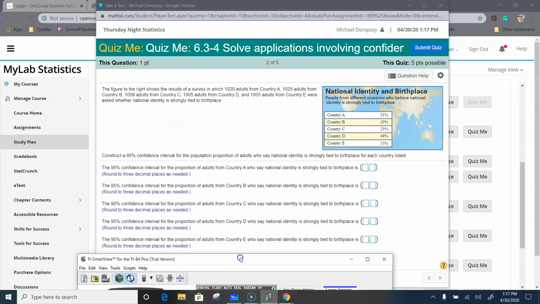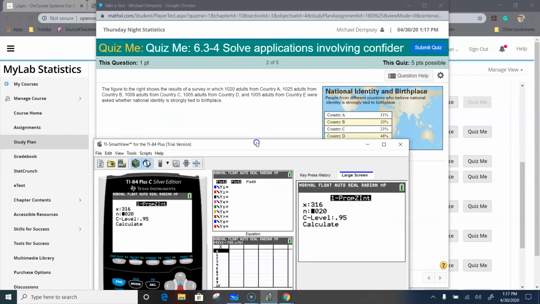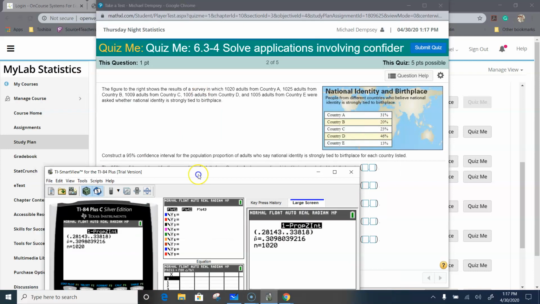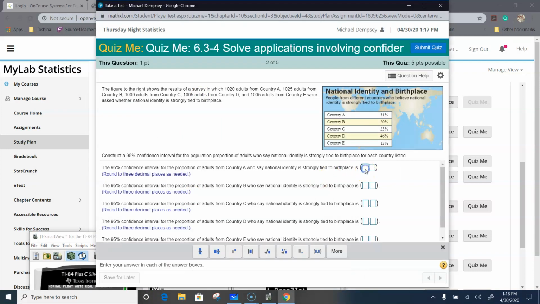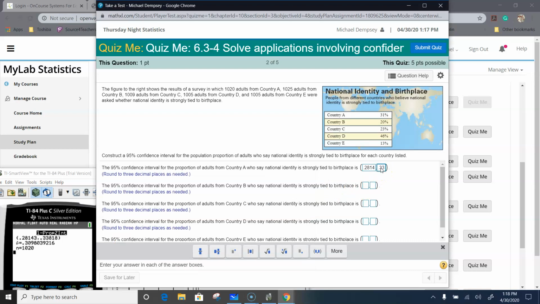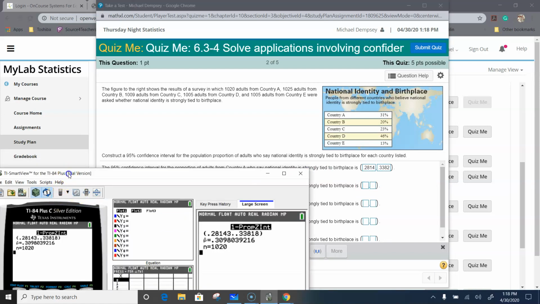Let me just double check my confidence level. I'm doing 95 every time, right? Okay. So 0.2814 all the way up to 0.3382. Next one, country B, where you had 20% of 1,025.